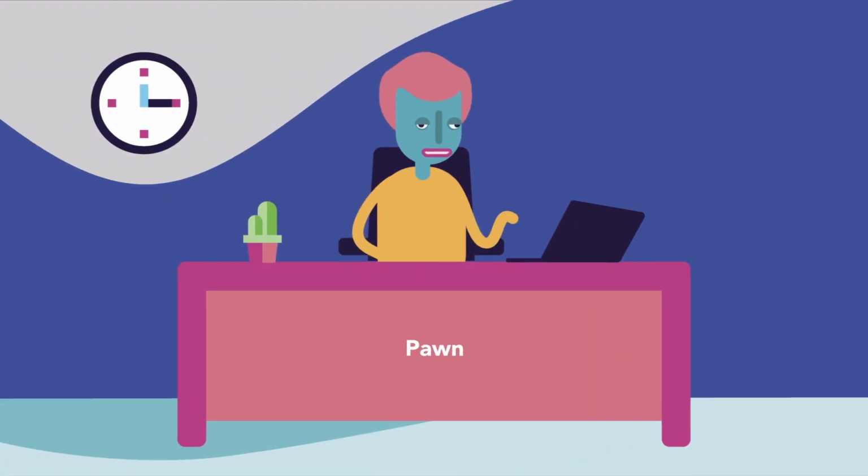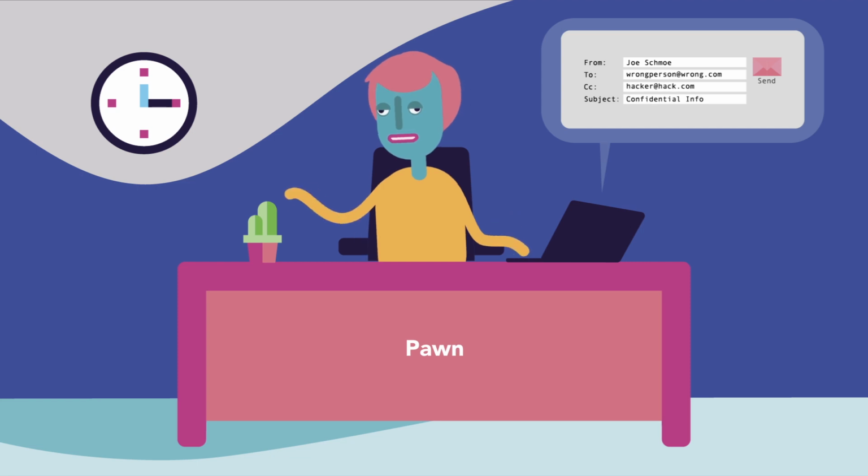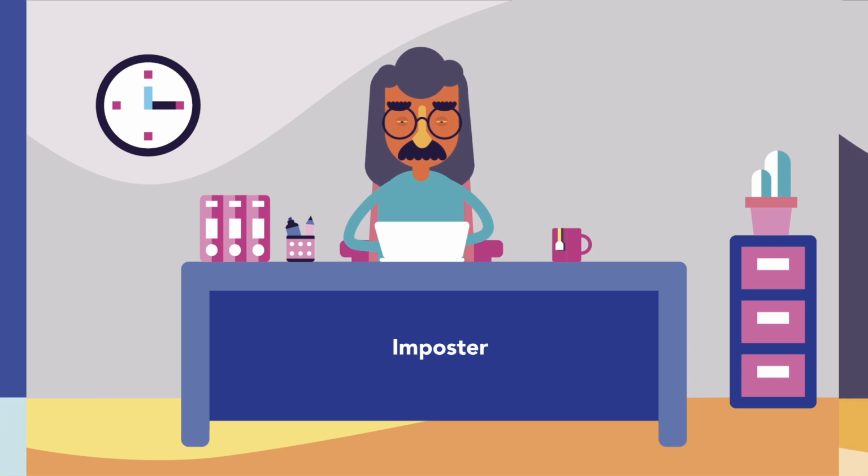Then there is the pawn, a normal employee who makes a mistake such as losing a laptop or accidentally emailing a sensitive document to the wrong person. That mistake is then exploited by a malicious hacker. Finally, there is the imposter. Whereas the turncloak is a legitimate insider gone rogue, the imposter is really an outsider who has acquired an insider's credentials. They are on your network posing as a legitimate employee.